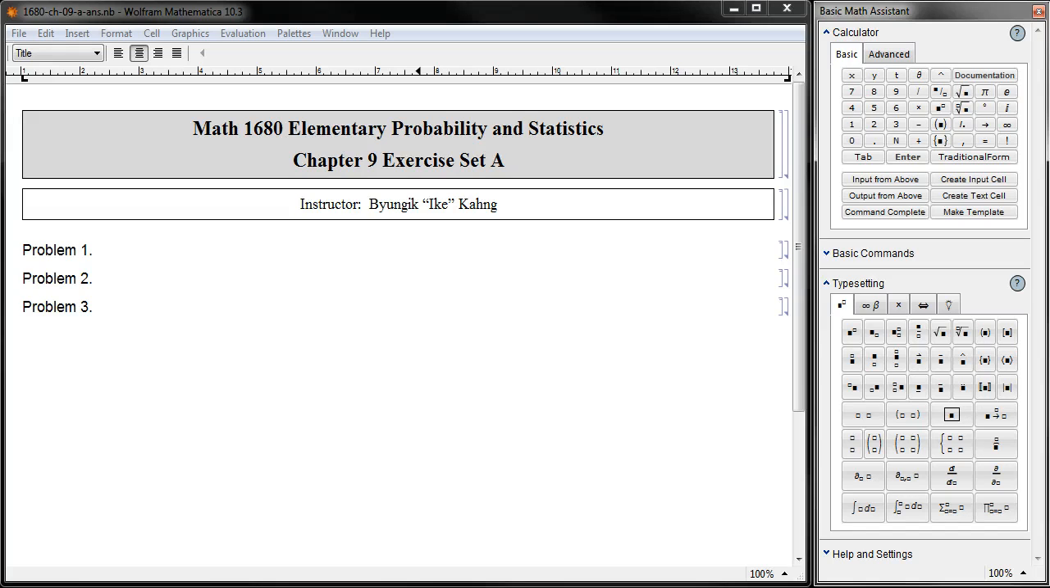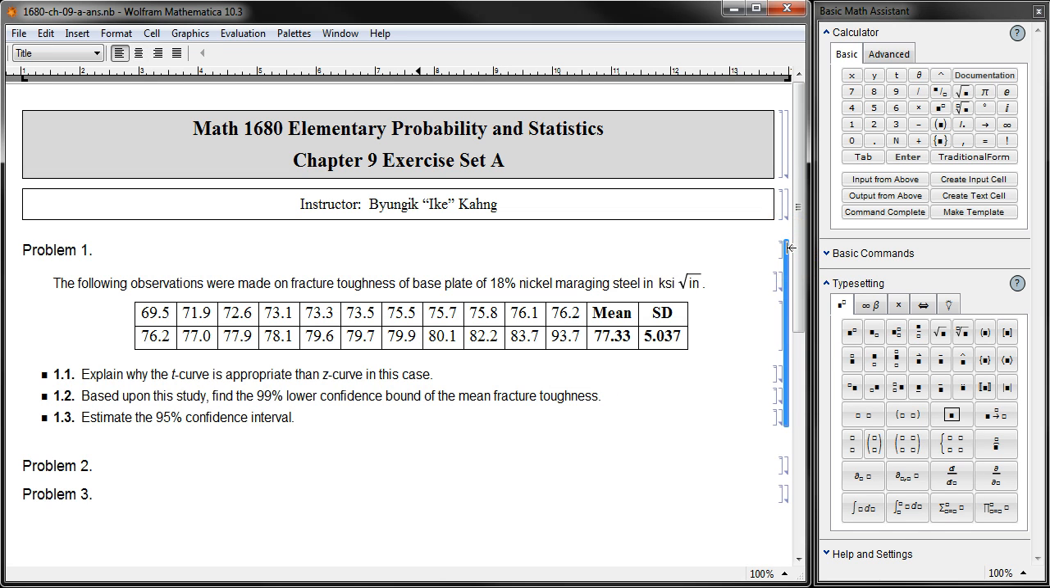Here is Chapter 9, Exercise Set A. Chapter 9 exercises are structured pretty much the same way as those of Chapter 8. In Set A, we deal with the interval estimation, and in Set B, we do hypothesis testing. Let's begin Set A. Here's problem 1.